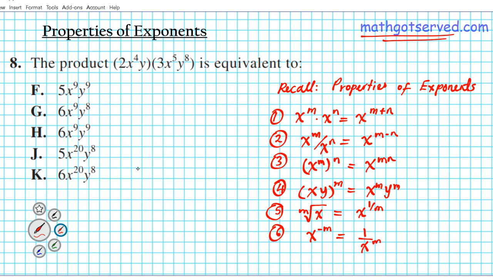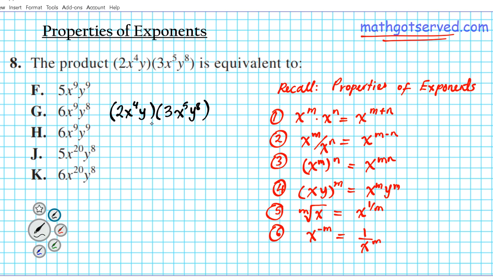Now, let's go ahead and solve this problem. We have the product here of two exponents, 2x to the 4th y. So we're going to be applying the product property here, okay? All right, so we're going to be using the associative property and commutative property of multiplication to rewrite this so you can see exactly what's going on, all right?